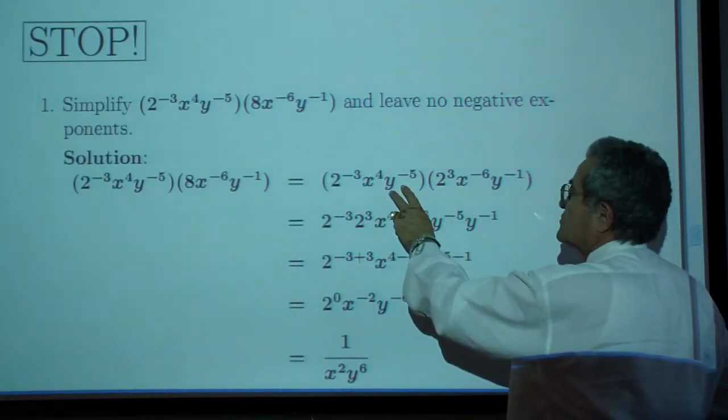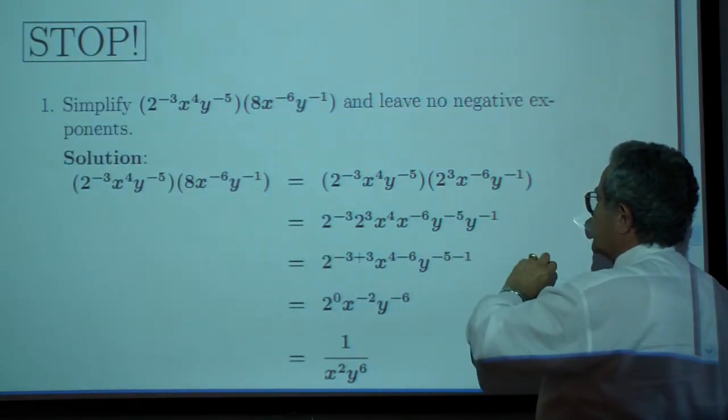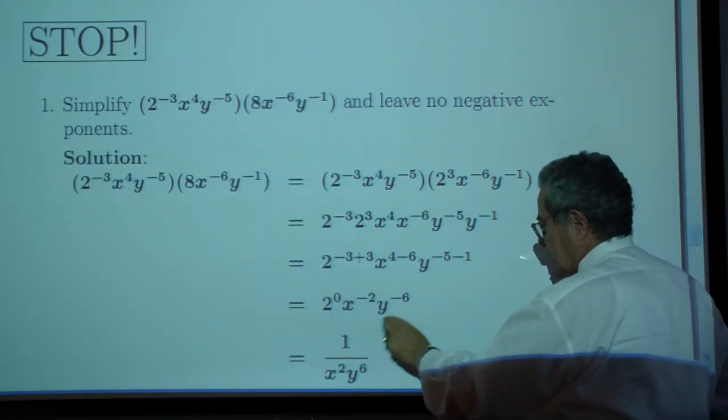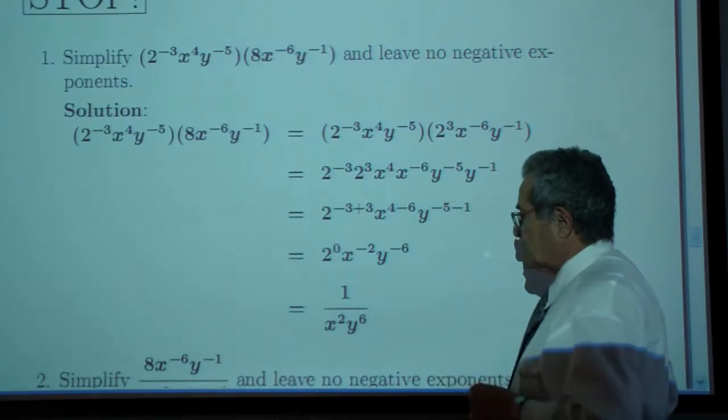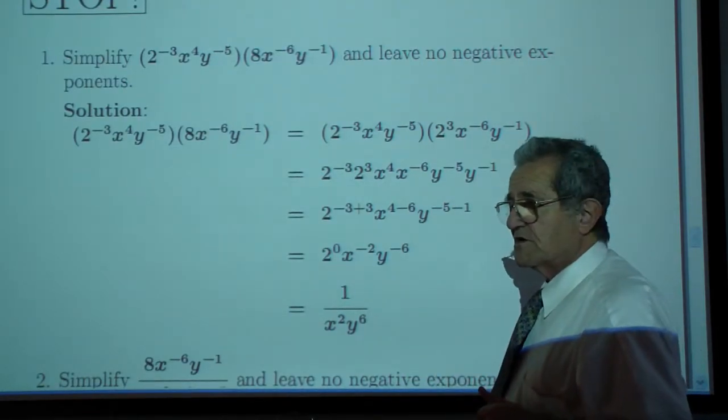And then y to the negative 5 times y to the negative 1, y to the negative 6, which is 1 over y to the 6. So 1 over x squared, y to the 6. Did you get that?